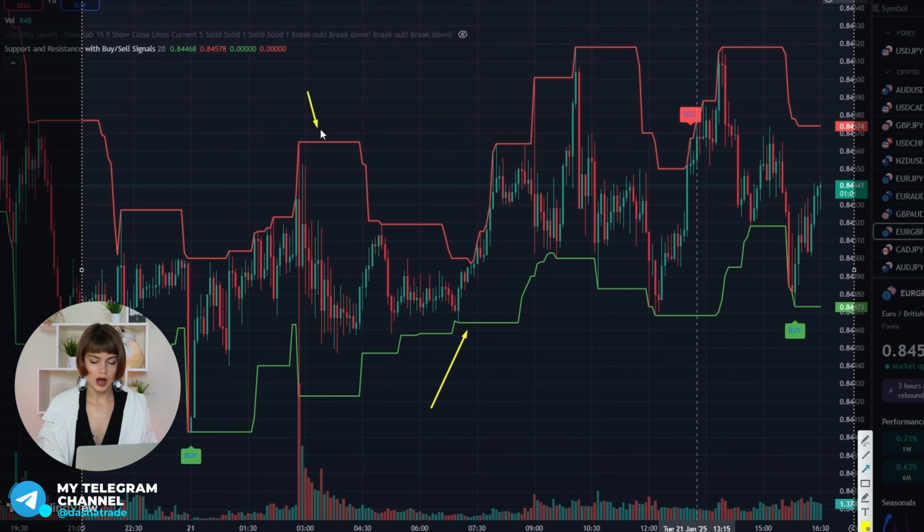Okay, our task is to wait for the moment when the price reaches either the support level or the resistance level in order to open a deal on the rollback from these levels. Of course, using certain analysis and confirming factors. In addition to the levels, we also have buy and sell signals here.